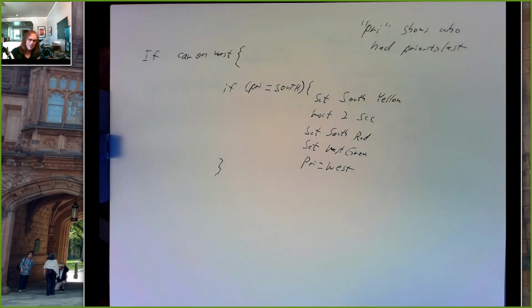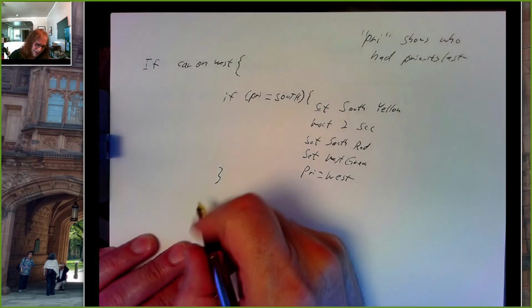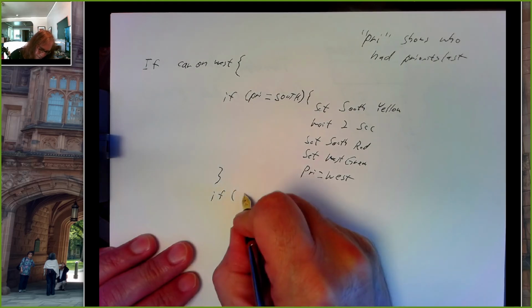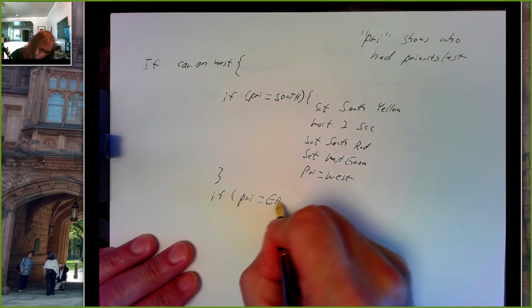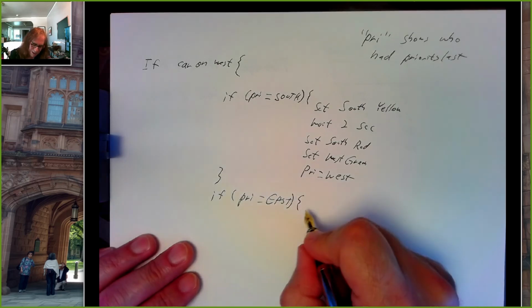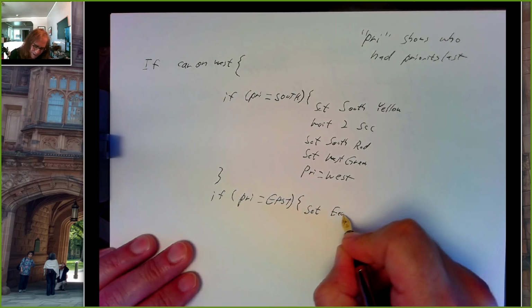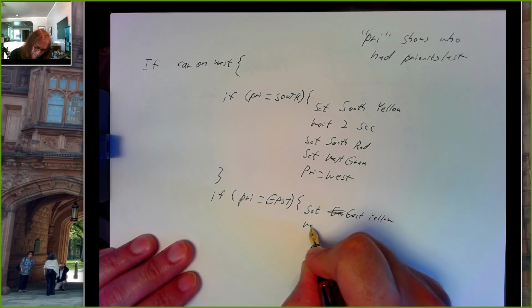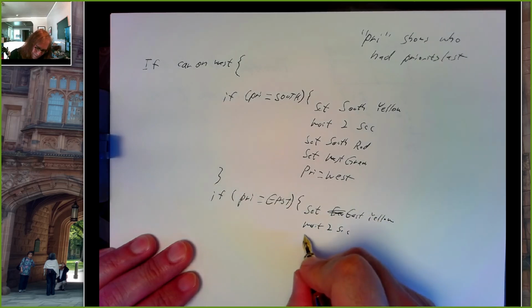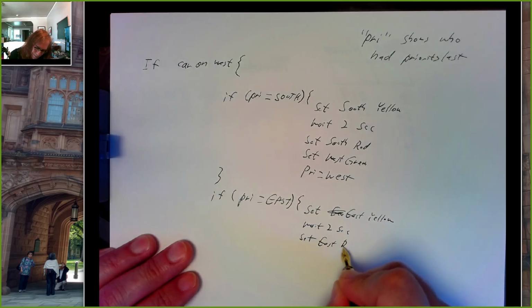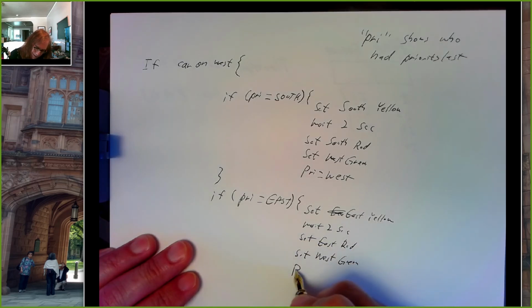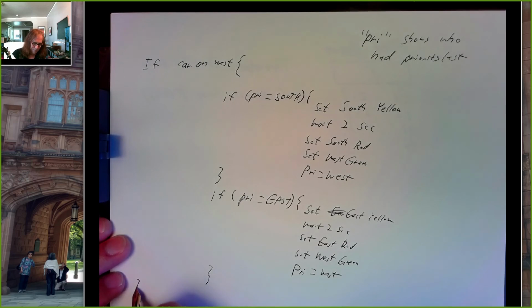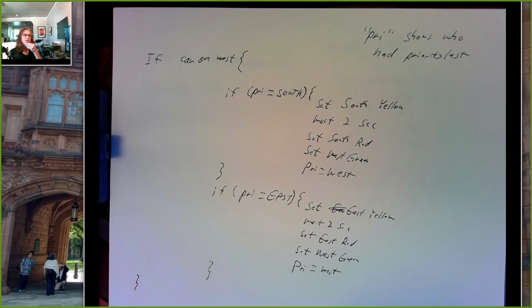If there's a car on the west and south does not have a green light, but east did, well, kind of the same thing, except here we set east to yellow. Wait for 2 seconds. Set east red. Set west green. And remember that our current car with priority is to the west. That's pretty much all we have to do if we see a car on the west.